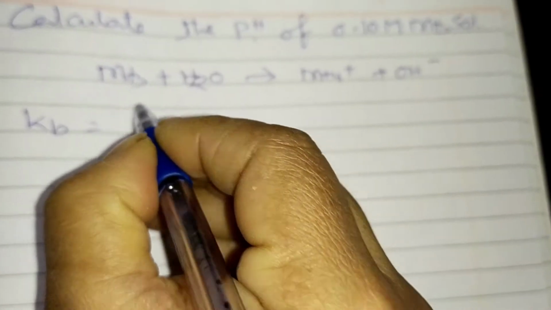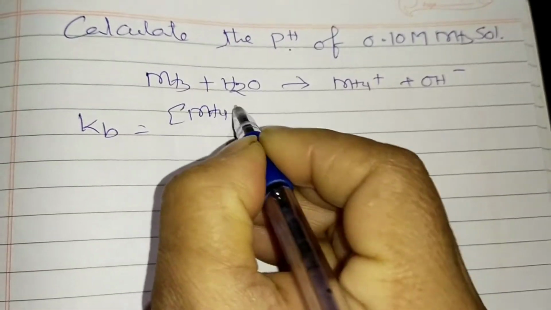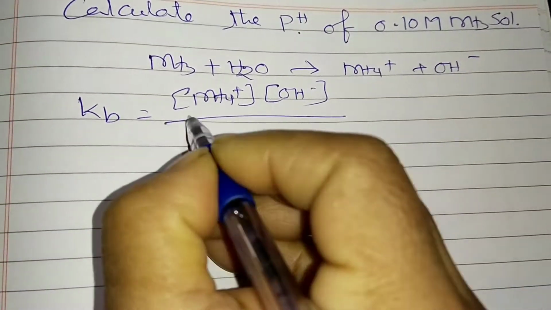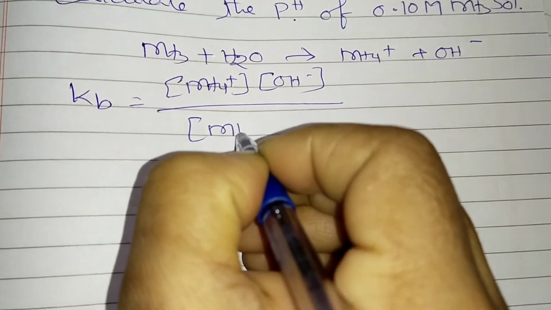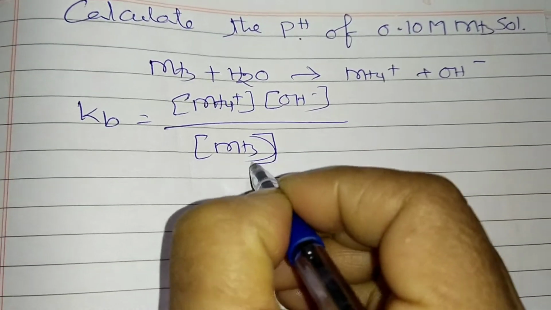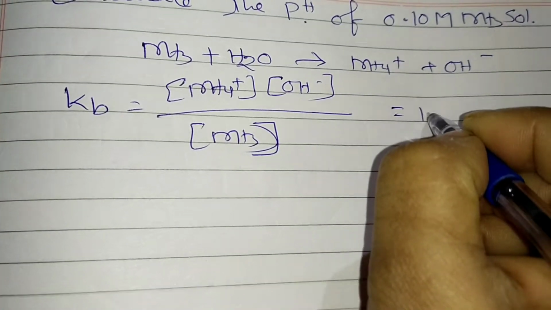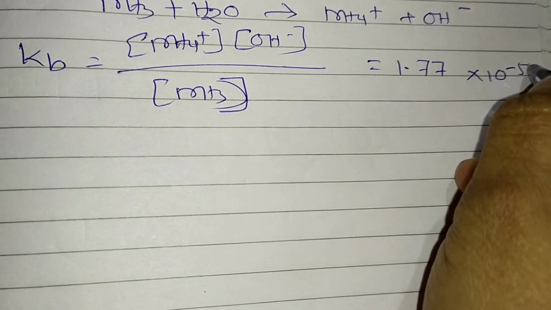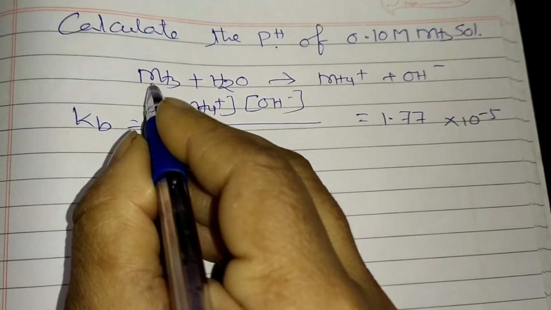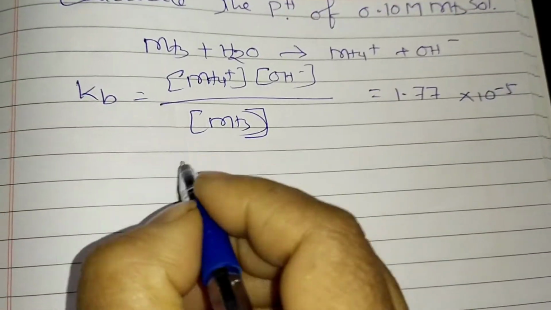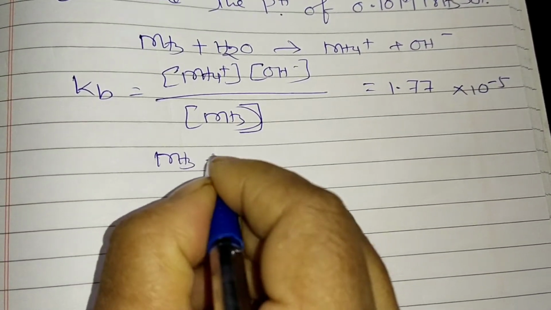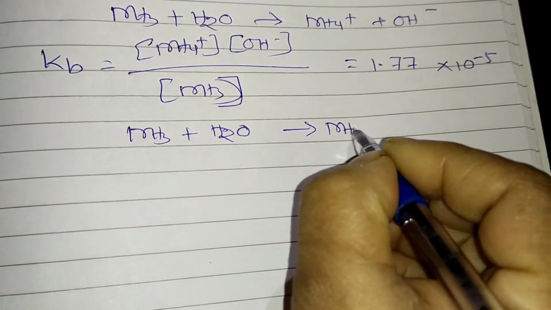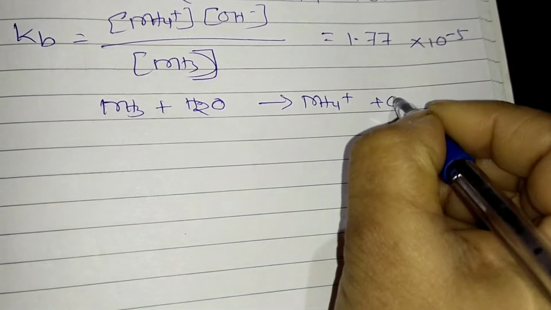What can we write down for Kb here? Concentration of NH4 plus into concentration of OH minus divided by concentration of NH3. That is given to us. Kb is given to us, which one? In your question it is given 1.77 10 to the power minus 5. So now I am coming here. This is the reaction I am again writing. NH3 plus H2O, it is giving rise to NH4 plus and OH minus.